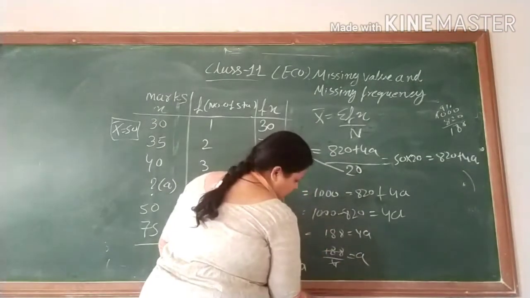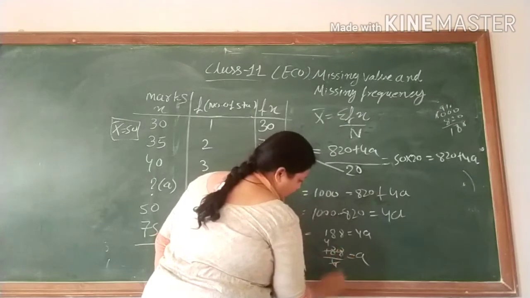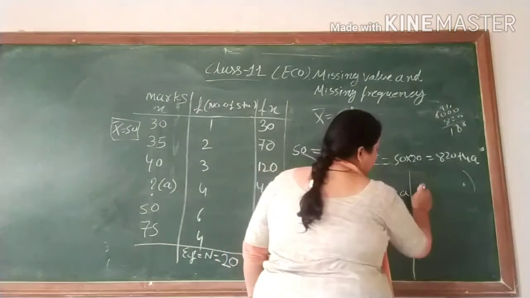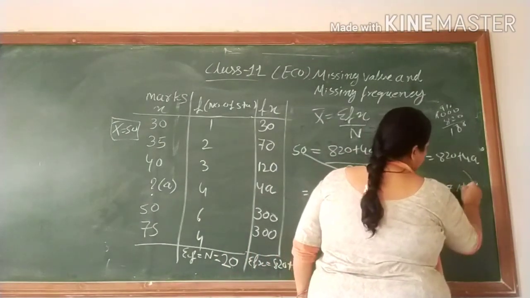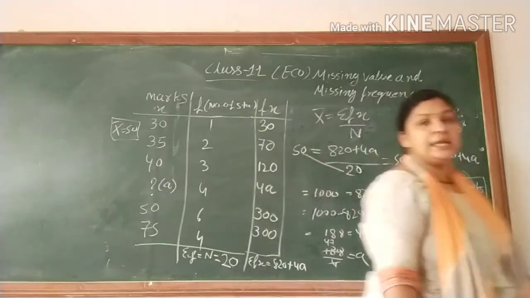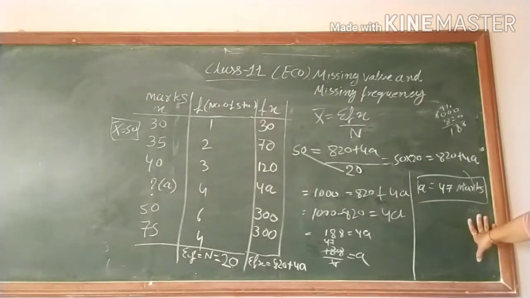4 4s are 16. 2 4 7s are 28. So your answer becomes a equal to 47 marks. So this is your missing value. Your answer becomes 47 marks.